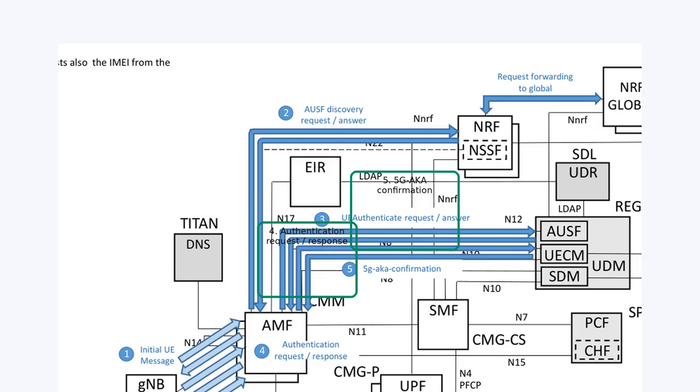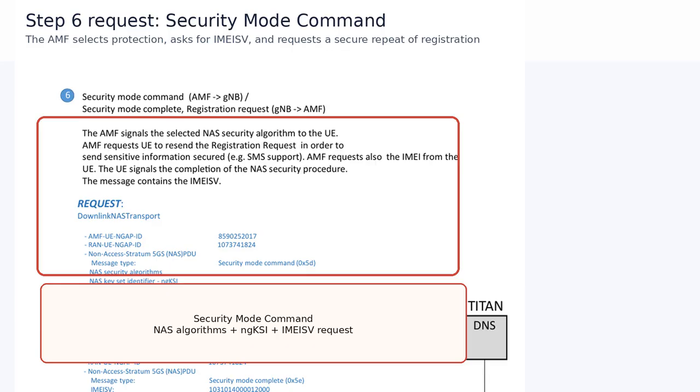So if you remember only one thing from this stage, remember the handoff. Authentication proves legitimacy, and then the security mode procedure turns that legitimacy into an encrypted and integrity-protected registration path. Step 6 is the core of this page. Security mode command from the AMF to the GNB, followed by security mode complete, and the repeated registration request from the GNB back to the AMF.